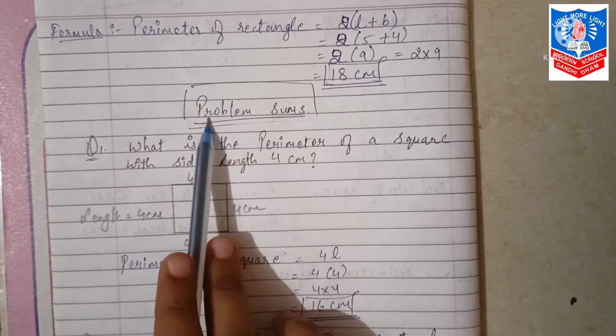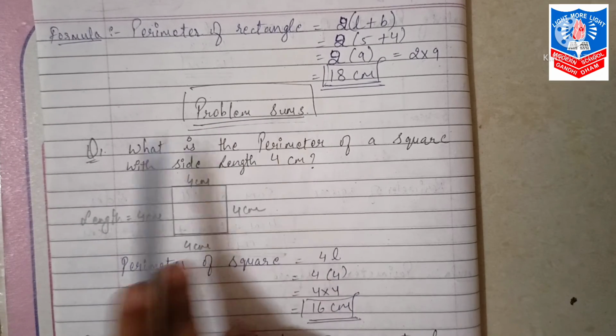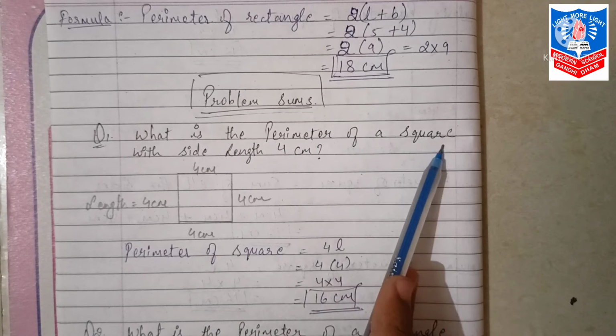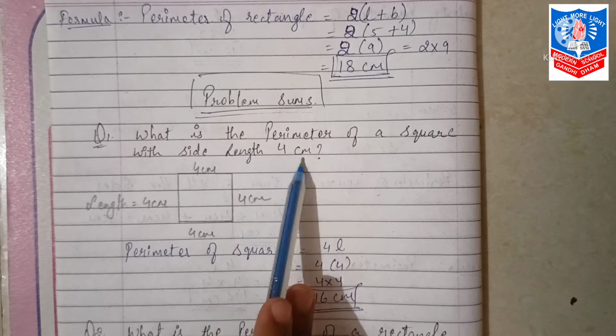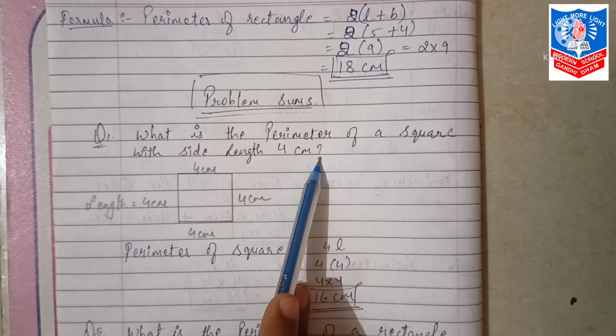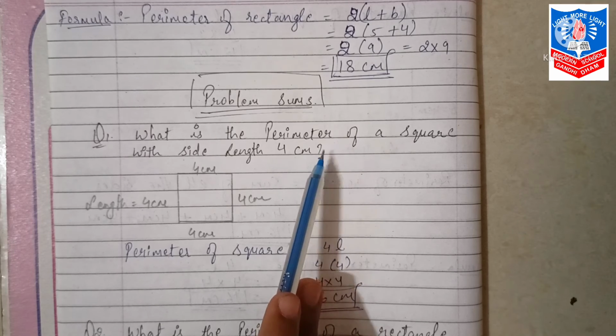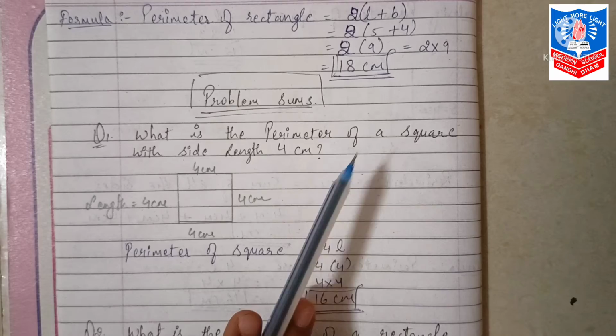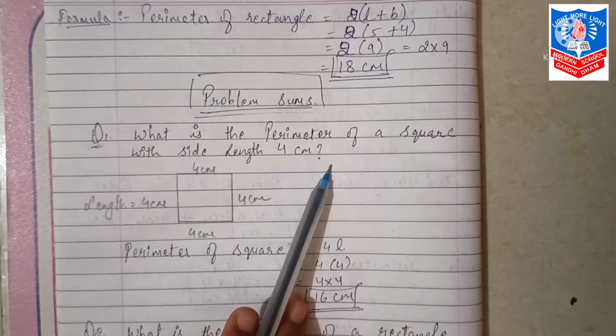Next we are going to start with problem sums. First question. What is the perimeter of a square with side length 4 centimeter? Now children, you are given a question that you have to find a perimeter of a square which is having the length of 4 centimeter.